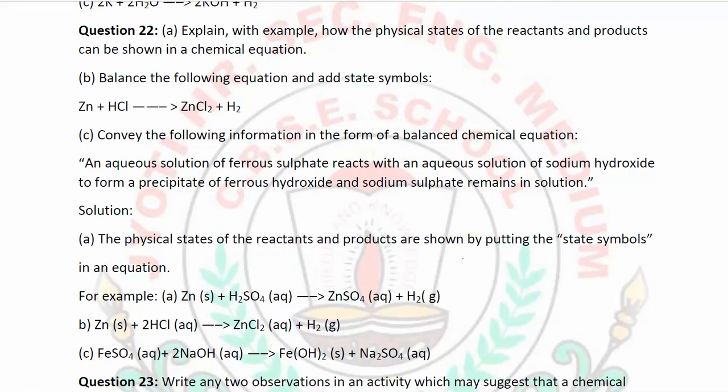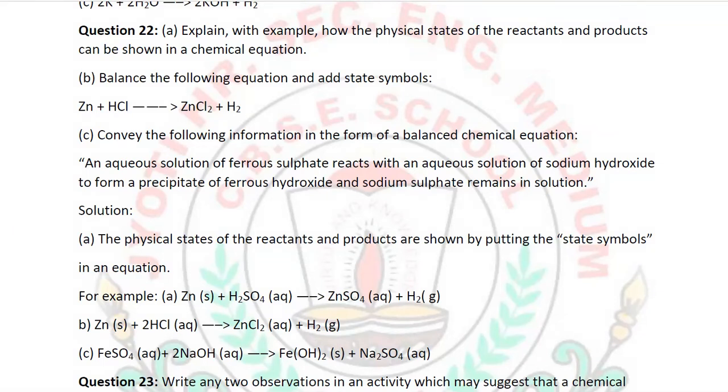Next, Zn plus 2HCl gives ZnCl2 aqueous plus H2 gas released. Okay, so 2 is multiplied here, 2HCl, in order to balance the chemical equation. Then ferrous sulfate is reacted with NaOH here. So on multiplying 2 with NaOH, what will happen here? We will get ferrous hydroxide Fe(OH)2 plus Na2SO4. Okay, so here the balanced chemical equation has been found. We have multiplied 2 with NaOH on the reactant side.